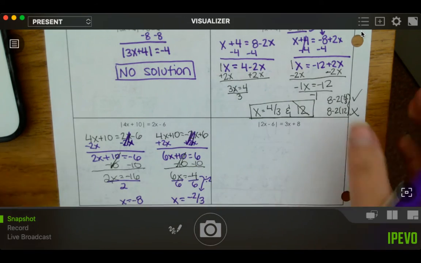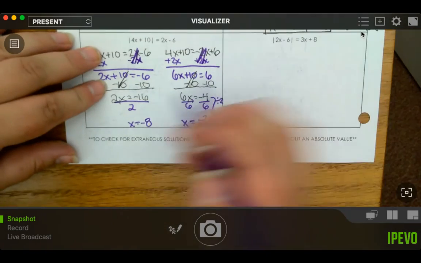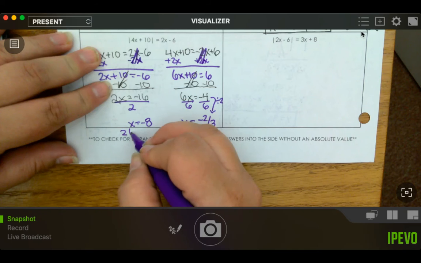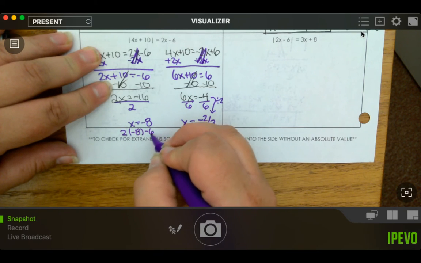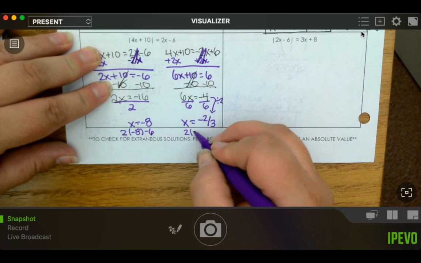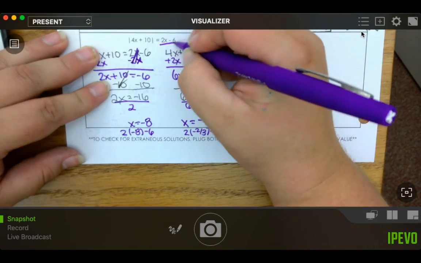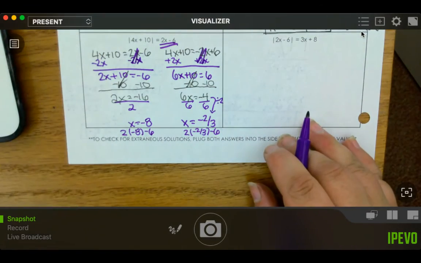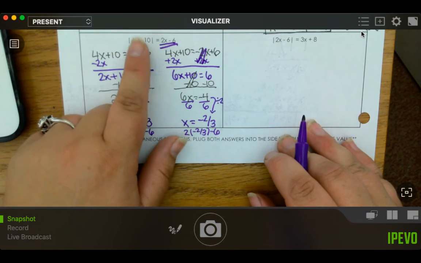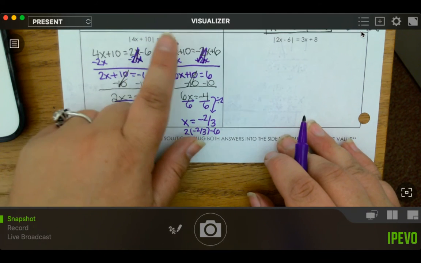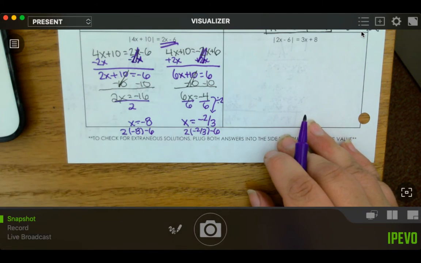And then we need to take those two and check them on this side. So the 2x minus 6 needs to be checked. So 2 times negative 8 minus 6, and 2 times negative 2/3 minus 6. I'm just checking it on the side that didn't have the absolute value, because this absolute value can't equal a negative over here. Okay?